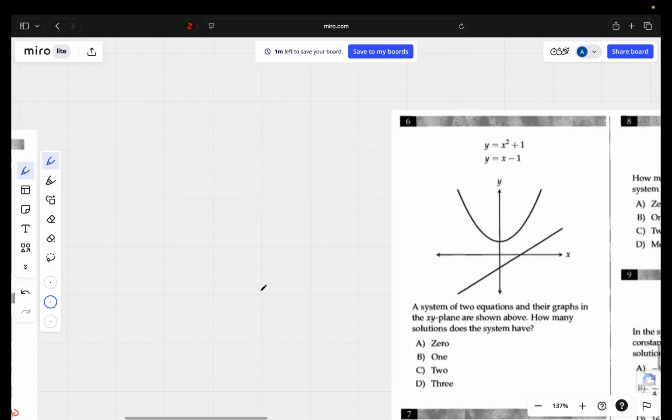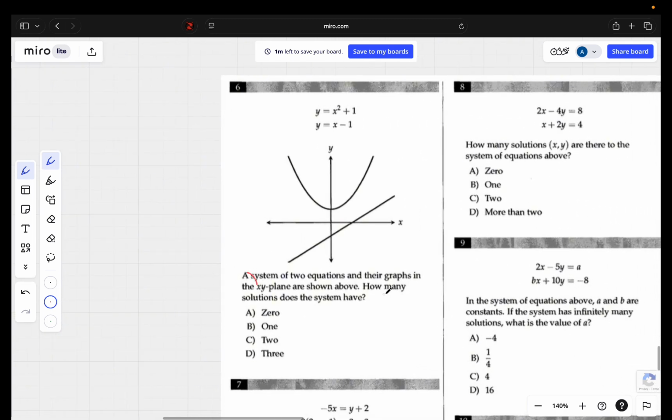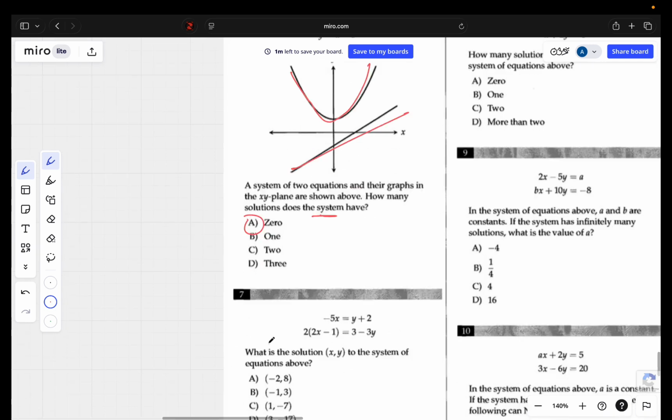Okay, next. Question 6 says we need to find the solutions for the system. In this case, the system is represented by this equation and this one. So because they don't have any intersections, we'll say they have no solution.